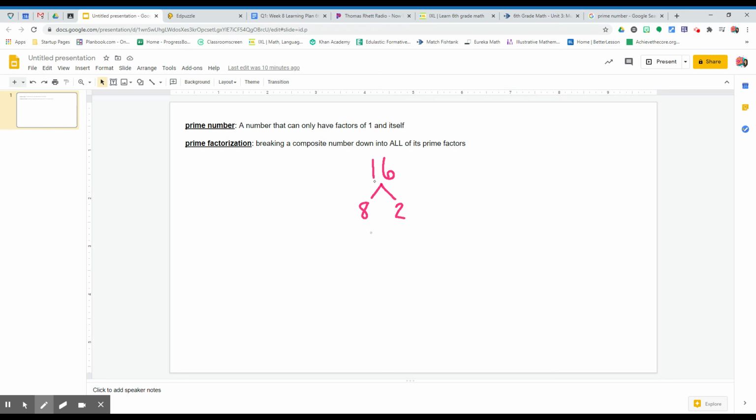Some of you might have broken it down into 4 times 4. Either way is fine. But I do know that if I did this, I do see a 2. 2 is prime. I'm circling it. I am done with it. But I can continue to break down 8. Well, 8 can break down into 4 and 2. 2 is done. That is a prime number. I'm going to go ahead and circle. But 4 can continue to be broken down into 2 times 2. 2 is prime. We circle it, and we're done.